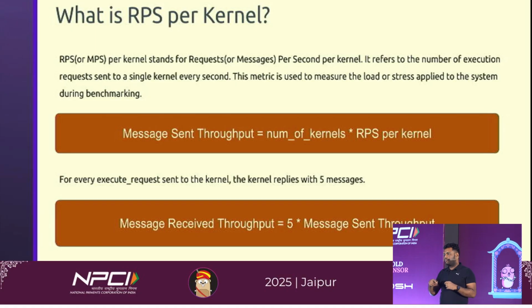Now the message received throughput: every time you send a message, you get 5 messages back. For example, I showed you that if I send 2 plus 2, I get 5 messages back. So this is the return throughput. 5 into 200 is 1000. If the received throughput starts dropping, it means something bad is happening with the system, like the kernels are not responding. If you see a Jupyter notebook crashing or unresponsive, this is why. So we have to make sure that the received throughput does not go down.